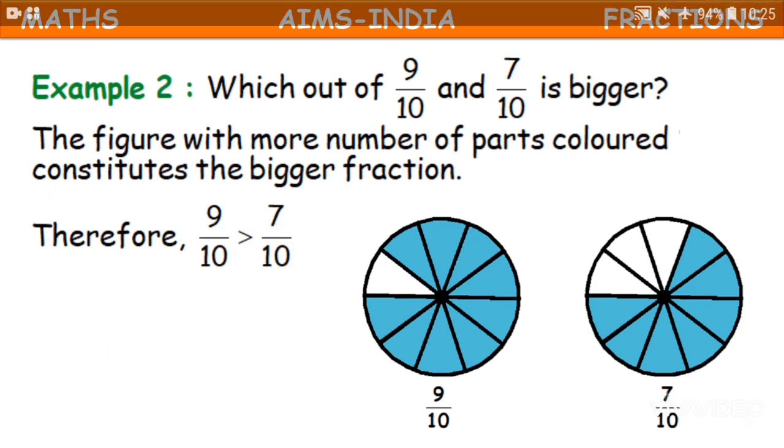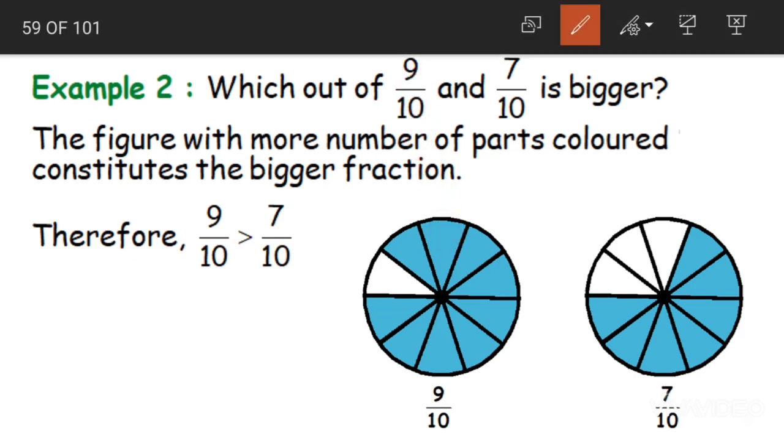Now coming to example 2: which out of 9 by 10 and 7 by 10 is bigger? Again, the figure with more number of colored parts constitutes the bigger fraction. What does the colored part mean here? In 9 by 10, 9 means the number of colored parts and 10 is the total number of parts. In 7 by 10, 7 is the number of colored parts, and 10 is the total number of parts. Now what are they saying?